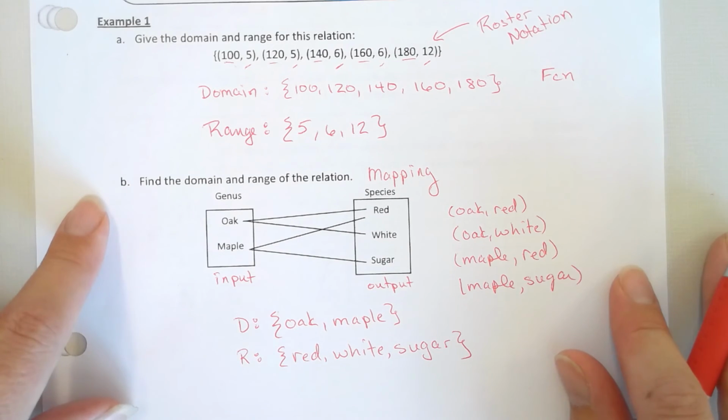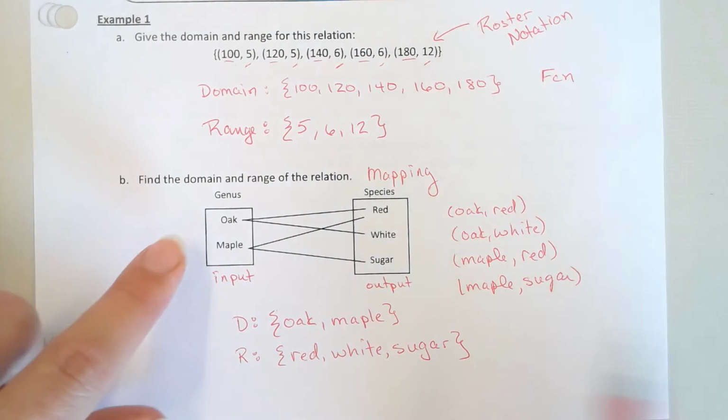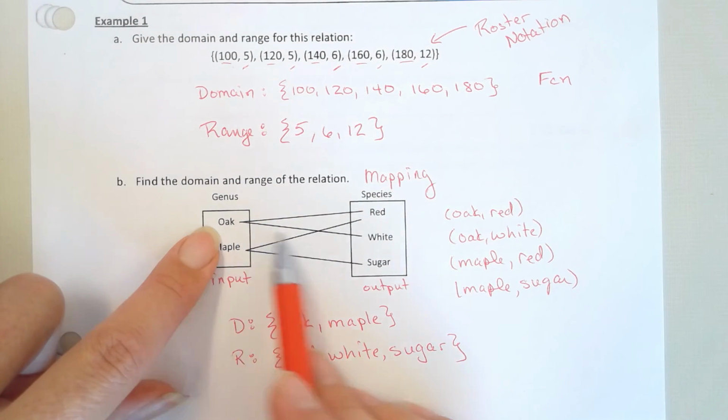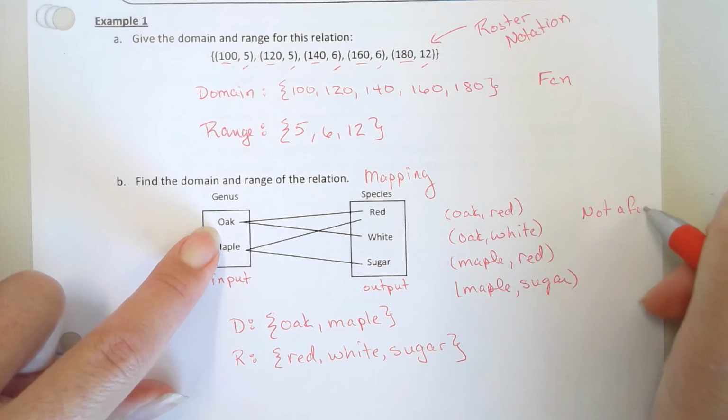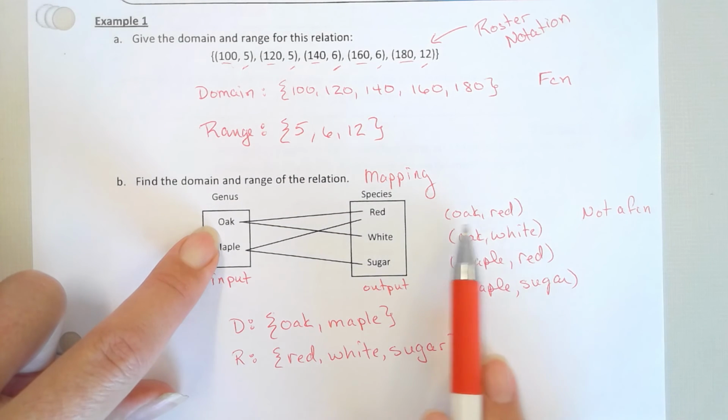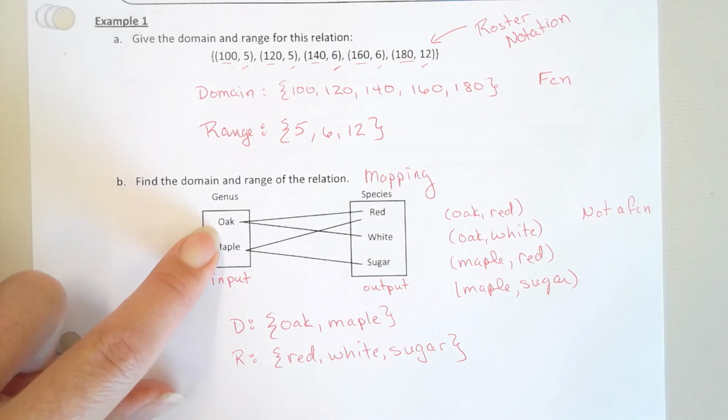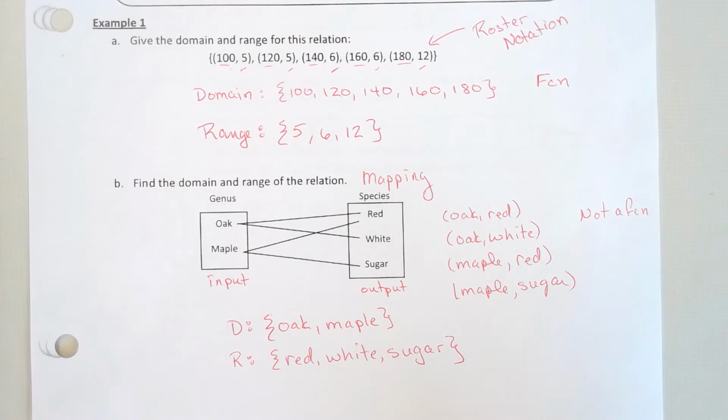Our mapping, we can actually see it's not a function because this one maps to 2 different outcomes. So that makes it not a function. And you can also see that oak went with red and oak went with white, and same thing with maple. All right, so if I'm looking at ordered pairs or a mapping, every x can only have one y.